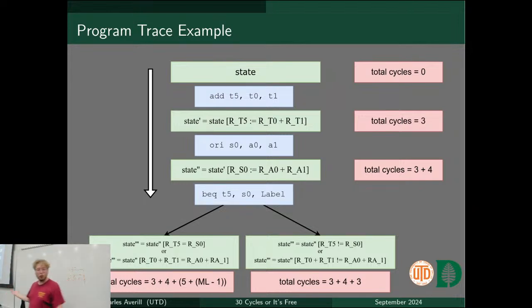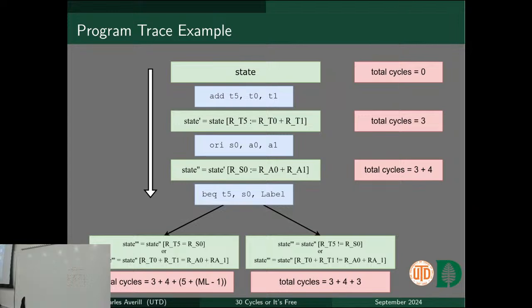And then OR has taken 4 cycles, let's say, so now we've got 7 cycles as the total history of the CPU. And then finally we do a branch instruction. And branches are the bane of our existence as program verifiers. They're very annoying to deal with. We can see that we basically split off into 2 possible cases.